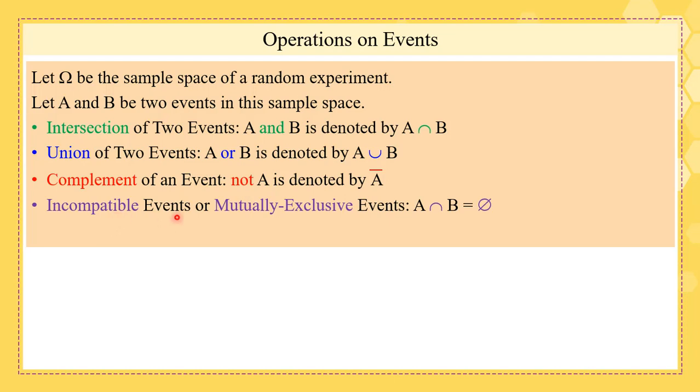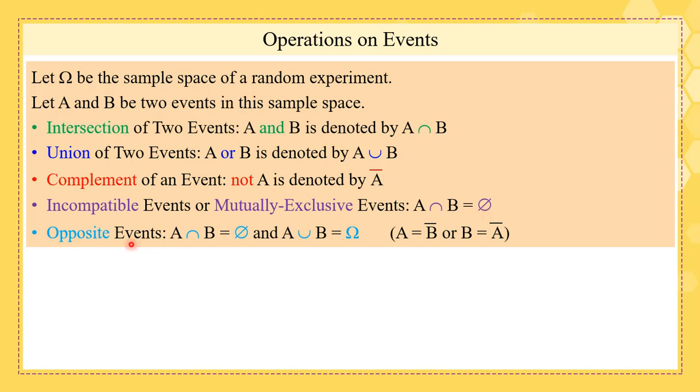Now, incompatible events or mutually exclusive events: two events A and B are said to be incompatible or mutually exclusive if their intersection is phi, and two events are said to be opposite if their intersection is phi and their union is omega. So for the opposite we have two conditions, whereas for the incompatible we just have one condition. And from here we can say that opposite events are incompatible, whereas incompatible events could be opposite. And in addition to that, opposite means that A equals B bar or B equals A bar.